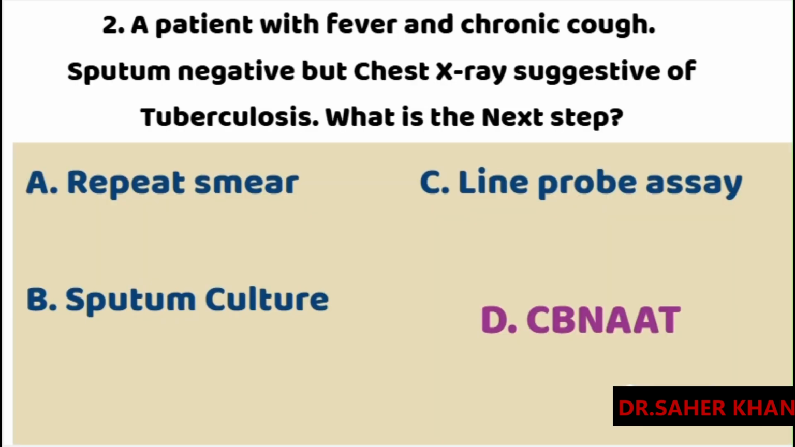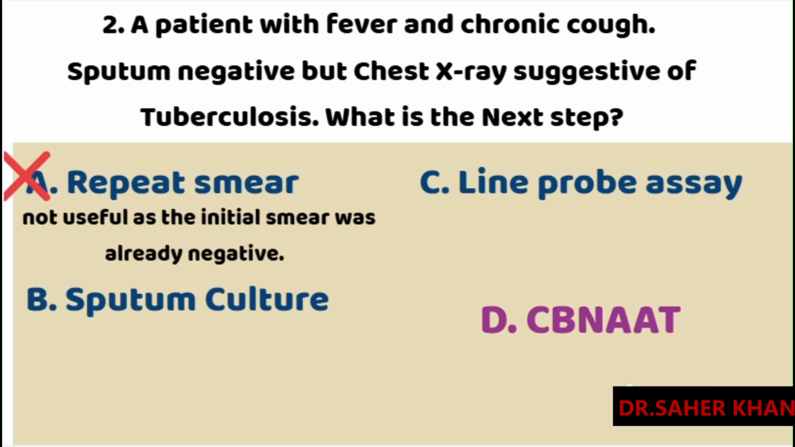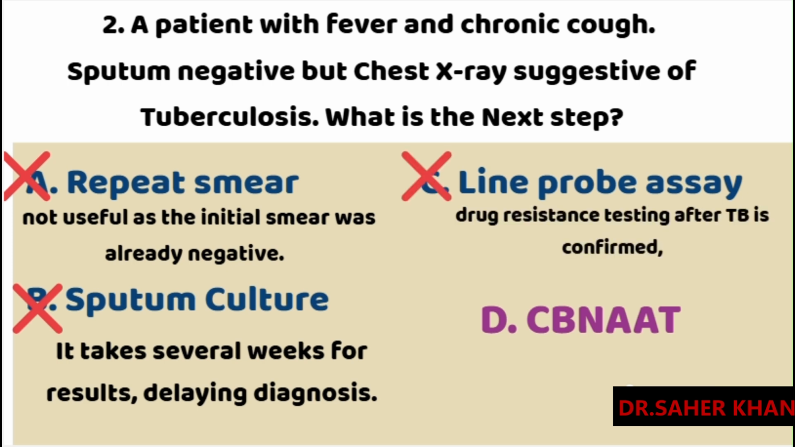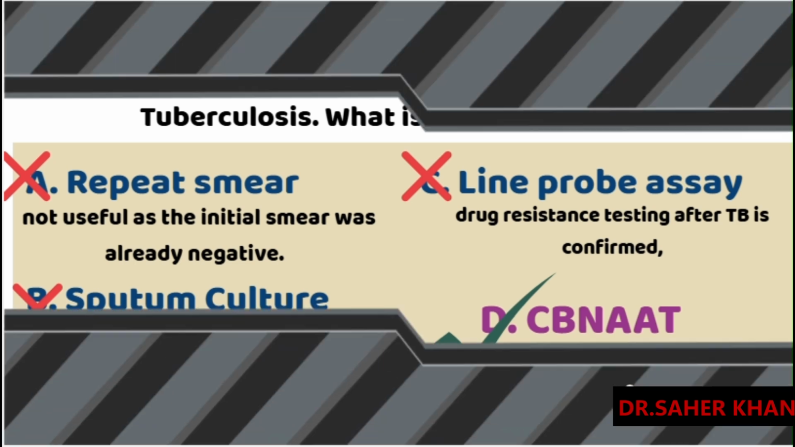Let's go through the options one by one. They have given repeat sputum smear, not useful since the first smear was already negative. Second, sputum culture. Sputum culture is a gold standard method, but this method takes weeks to give results. So no for sputum culture as well. Third, line probe assay. Line probe assay is used for drug resistance testing and only after TB has been confirmed. And last, CB-NAT. And CB-NAT is the correct answer. This is the next best step for TB confirmation.